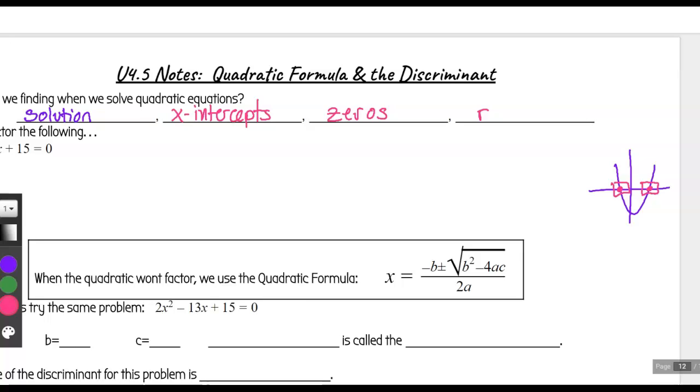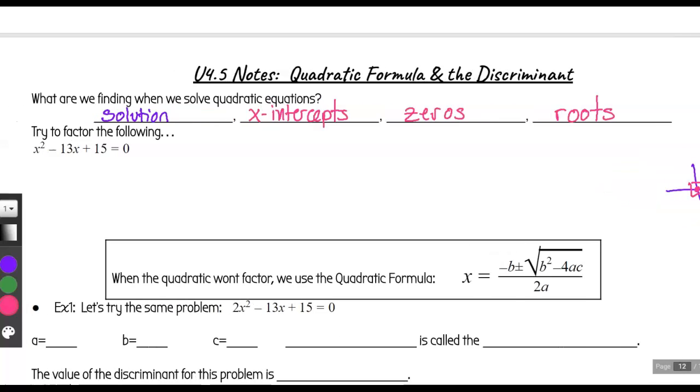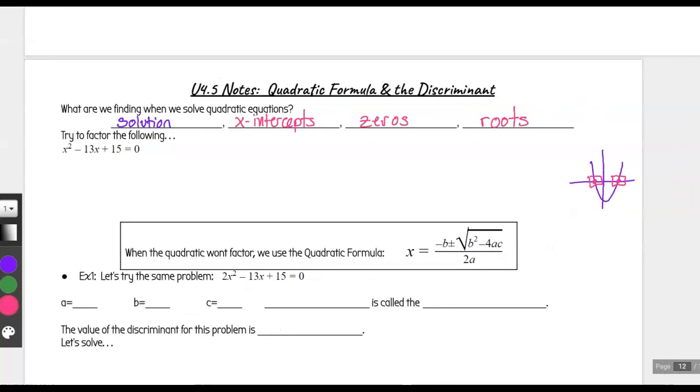Starts with an R. Very short word. R-O? Roots. Roots. We're looking for the roots.